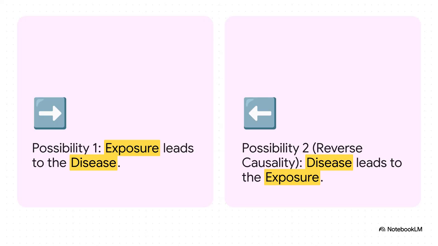So this leaves us with two totally different possible stories. Story number one is what the headline wants you to think. Low vitamin D leads to erectile dysfunction. But there's a story number two that's just as possible. It's called reverse causality. What if it's the other way around? What if having erectile dysfunction makes someone less active, maybe they don't go outside as much, which then causes their vitamin D to drop? See the problem? The snapshot alone can't tell you which of those stories is the real one.